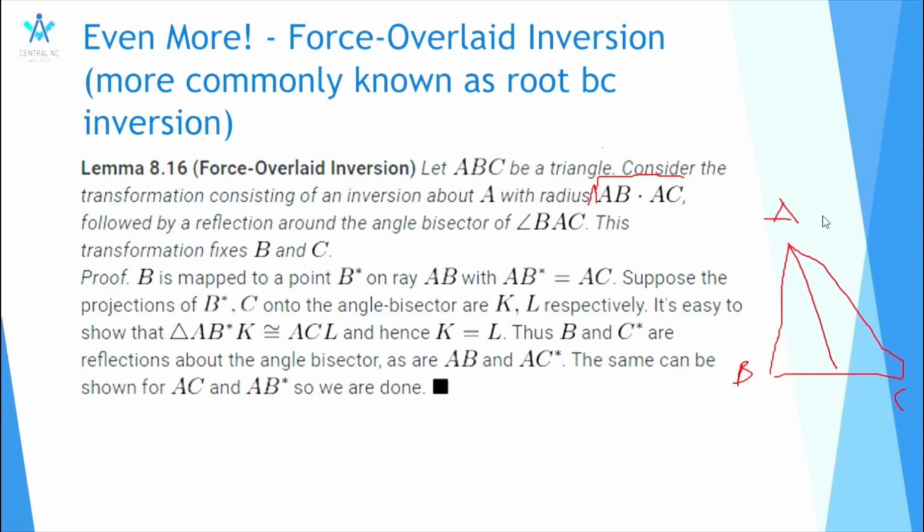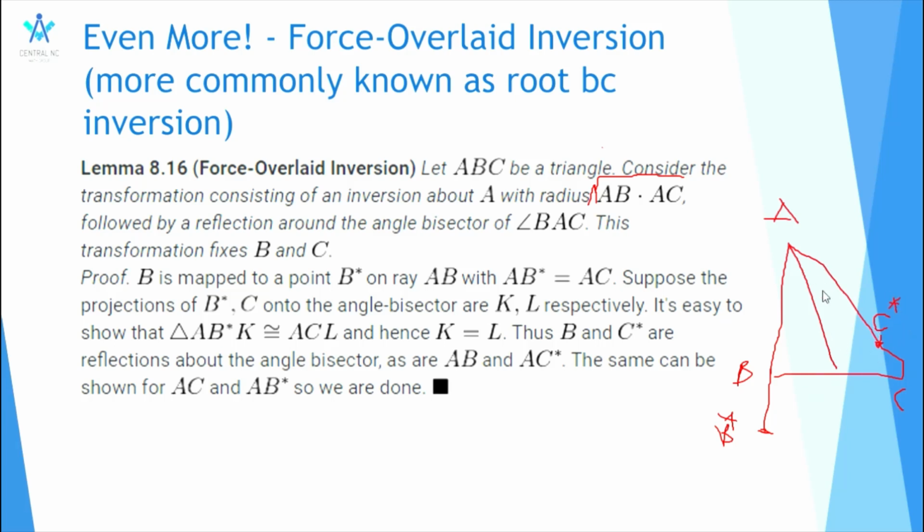So what's going to happen to B? Well, since the radius squared is AB times AC, we're going to have B inverted to a point B prime on ray AB, so that the distance AB prime is equal to AC, alright? So we have that, and then C prime is going to be over here similarly, because AC prime is equal to AB. Now, it should be pretty straightforward from here.